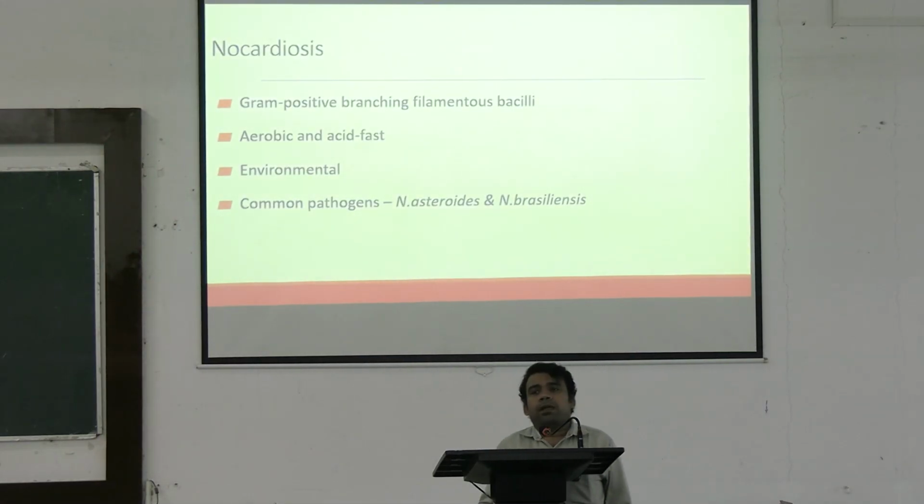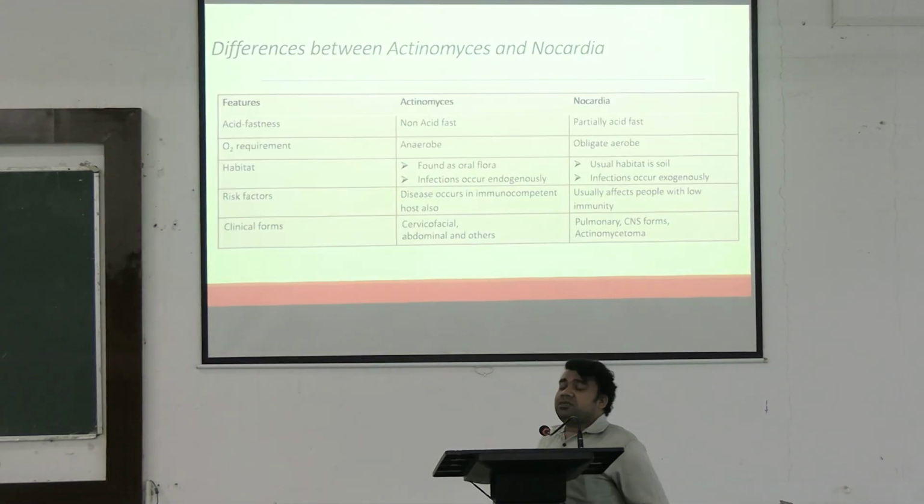Now coming to Nocardia. Nocardia is almost similar to actinomyces, but they are slightly different. First, I have already told you they are aerobic and they are acid fast. The most common organisms which infect human beings are Nocardia asteroides and Nocardia brasiliensis, and like actinomyces, they are environmental, that means they are found in the environment. The common presenting type is respiratory nocardiosis. Difference between actinomyces and nocardiosis: actinomyces infection can commonly occur even in immunocompetent patients. However, nocardia commonly affects immunocompromised patients.